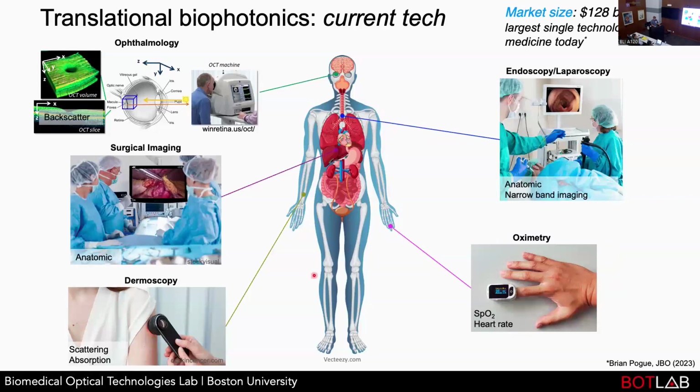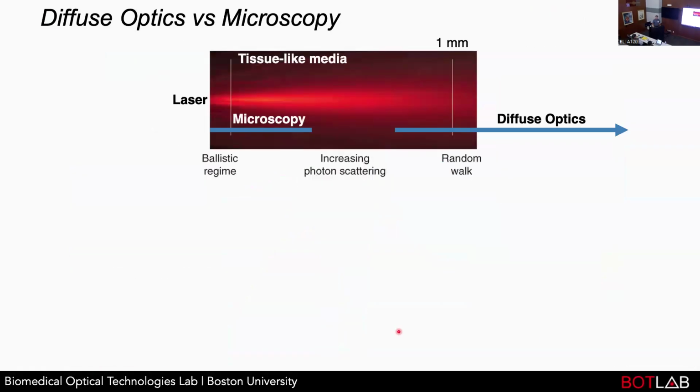And in the diffuse optics realm, we focus more on oximetry. The most famous example is pulse oximetry, where we get peripheral arterial oxygen saturation, but we're going to talk about many more. And to differentiate diffuse optics from other types of imaging like microscopy, if we take a look at this picture where we have this tissue-like media and we shine a laser into it, this first part of the diagram and the first few hundred microns, that's really the realm of microscopy, where photons haven't had a chance yet to scatter multiple times.